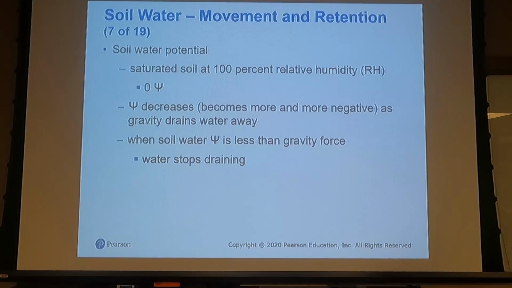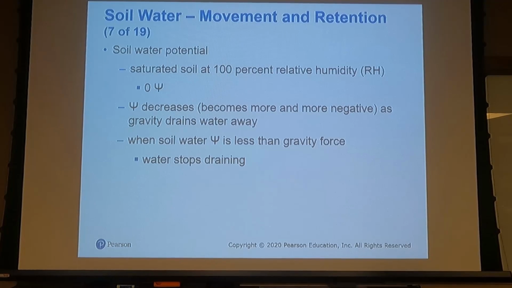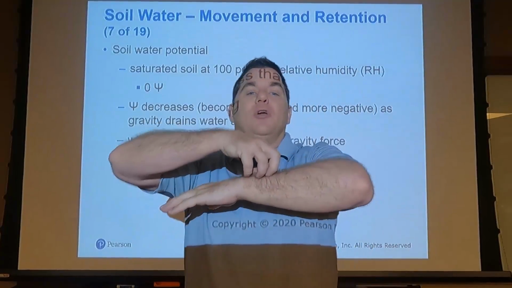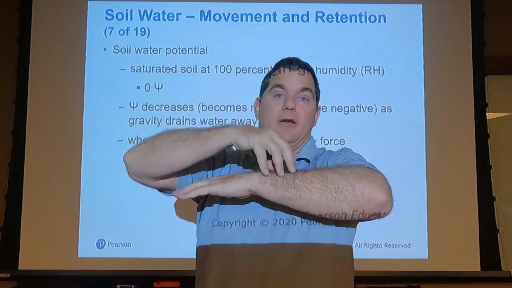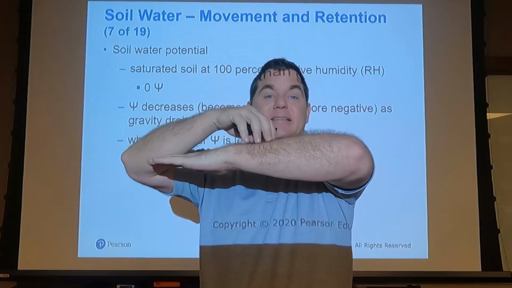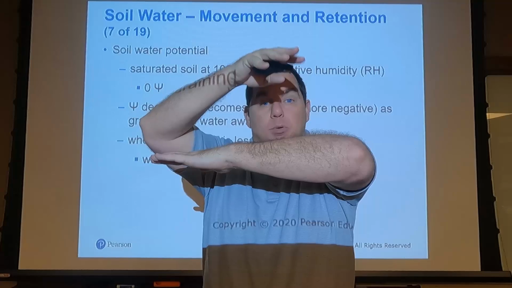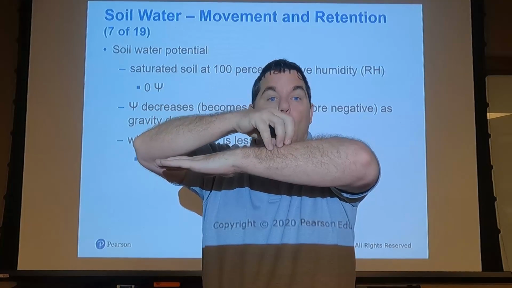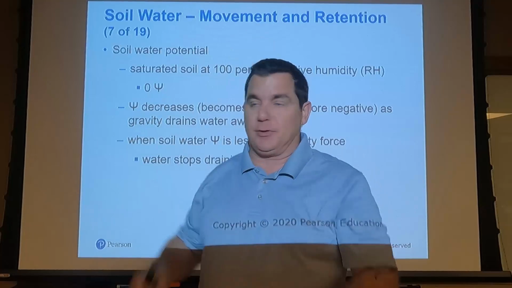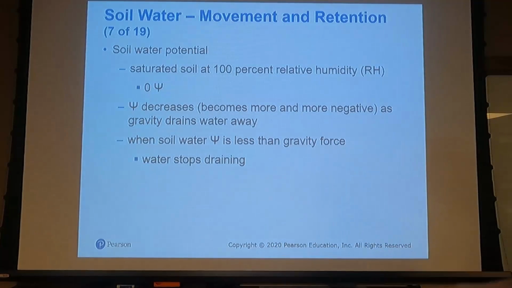So when our soil is saturated, we have 100% relative humidity, which means there's going to be no evaporation, right? So we have a soil. Here's the top where the grass is. There's enough downward pressure and that humidity that the water will not move from an area of high concentration to low concentration. And so our psi would be 0.